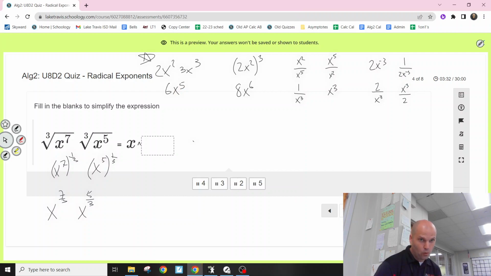And you get 4 again. 7/3 plus 5/3 is 12/3. 12/3 is 4.